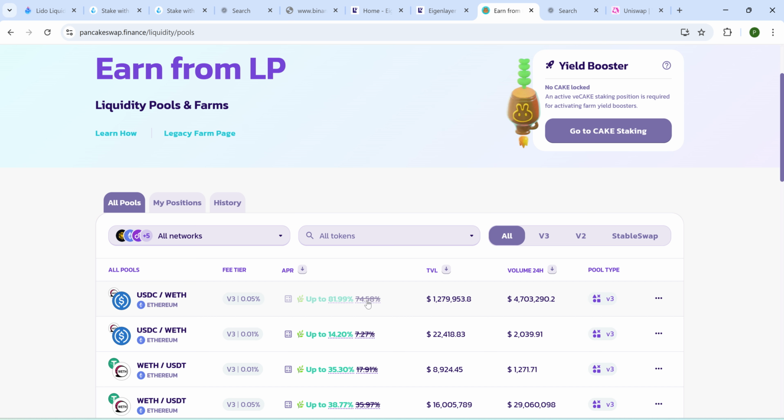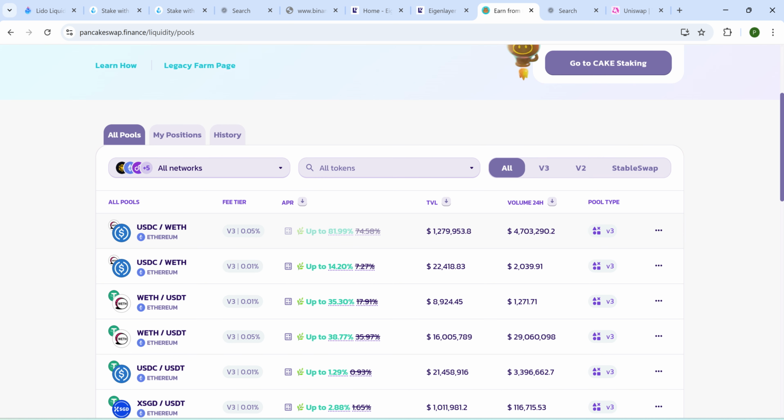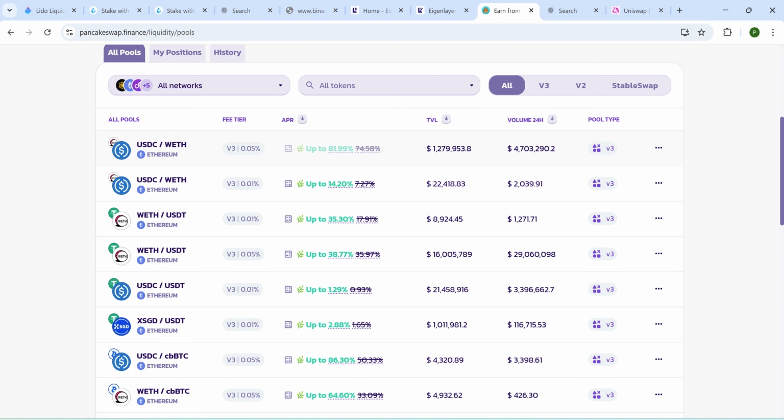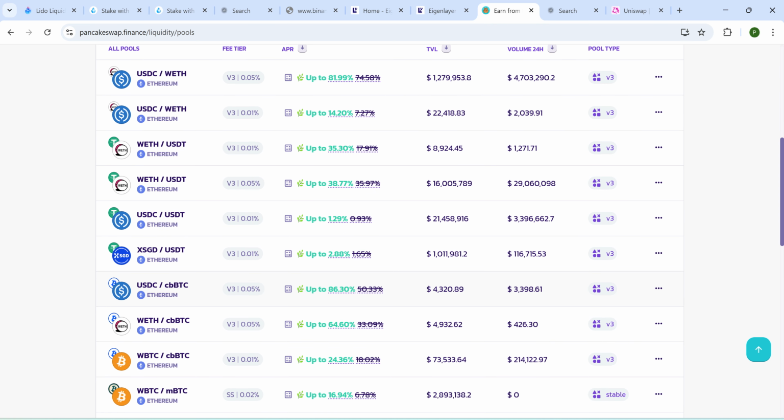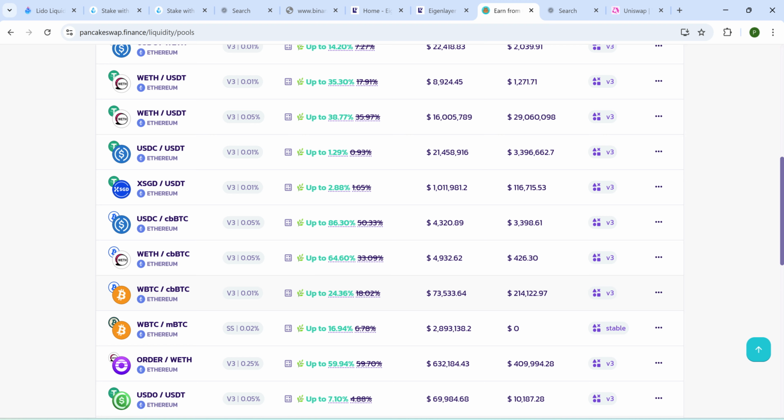So there is no trick about it. What you see is what you get. This is one thing I like about Pancake. So you see USDC and CBTC, you know. These are pairs that give very high rewards in the long run.